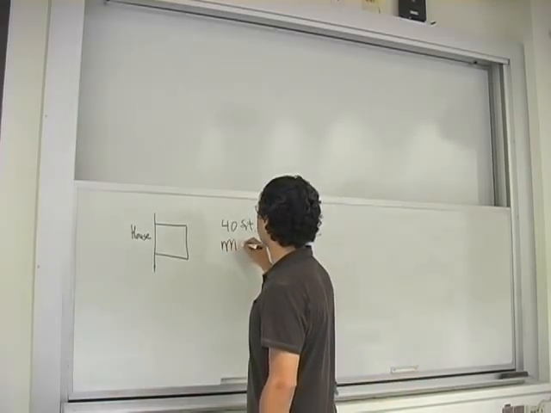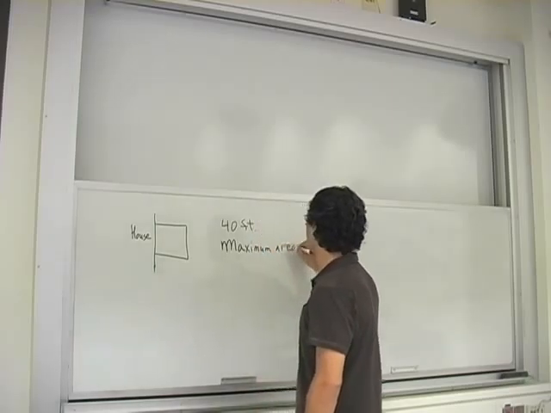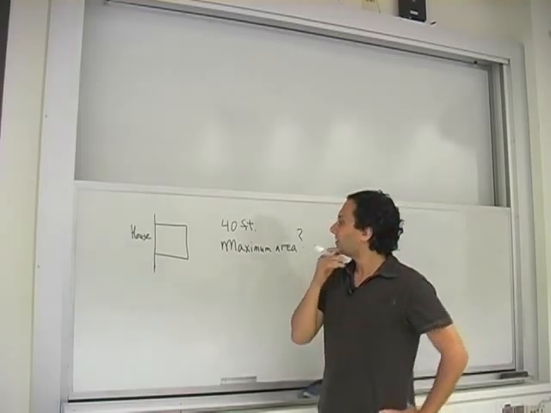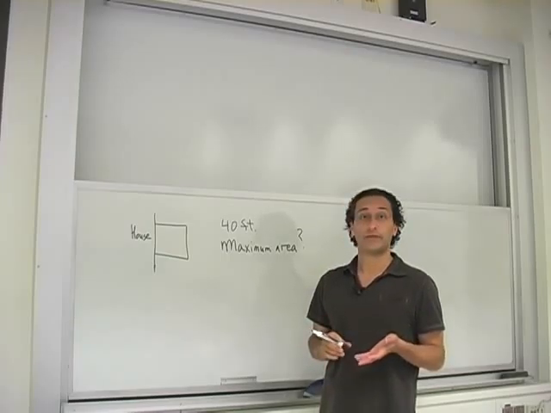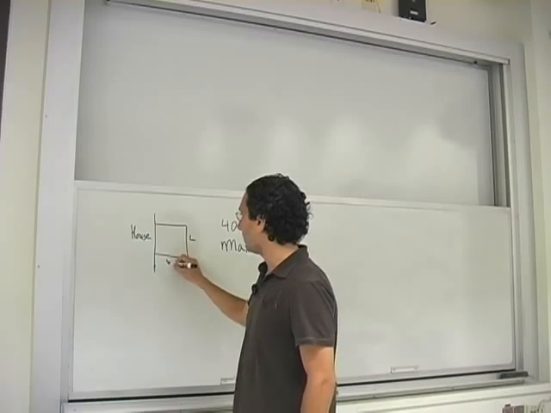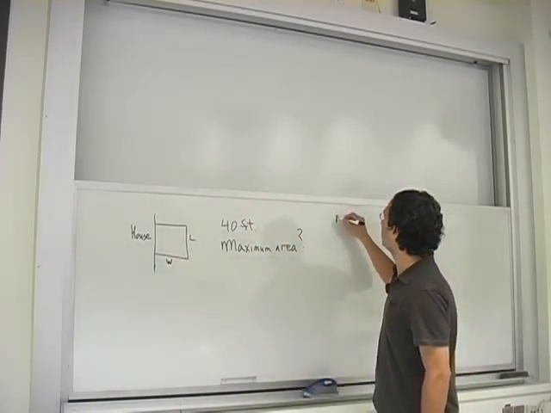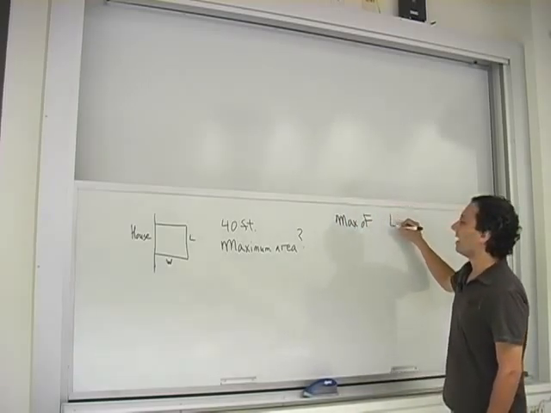So we want to have a maximum area. Well, let's see. What is area? Area is just length times width. So let me draw that on my picture and note that the thing that I want to maximize, so we want the max of L times W.